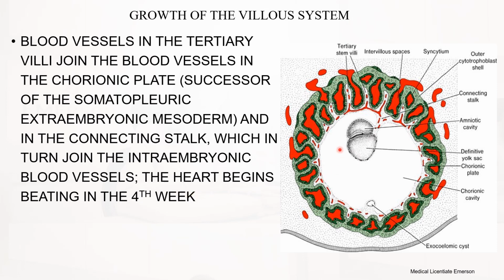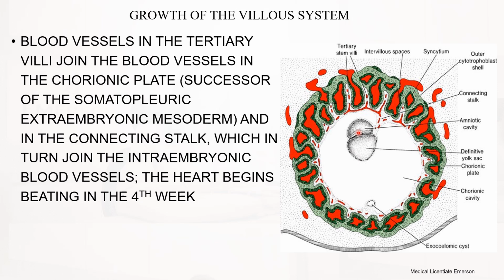Okay, so the tertiary villi are going to join the blood vessels in the chorionic plate and the connecting stalk. So meaning the blood can actually flow. And that's why we are saying at the end of this, the heart begins to beat in the fourth week. That's like the first organ that forms and starts beating or functioning.